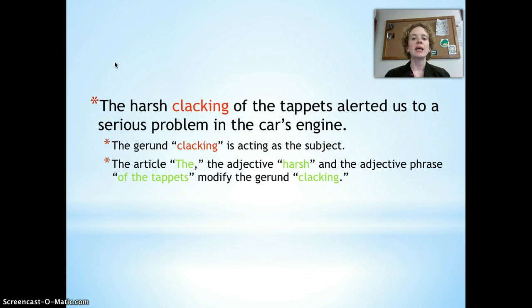The harsh clacking of the tappets alerted us to a serious problem in the car's engine. The gerund in this sentence is clacking, and it acts as the subject. The article the, the adjective harsh, and the adjective phrase of the tappets all modify the gerund clacking.